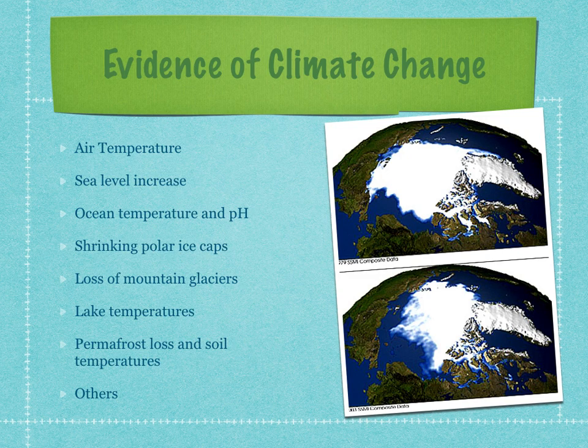However, there are some indicators of climate change that are much better, that are much easier to see. These include sea level increase, ocean temperature and pH, shrinking polar ice caps, loss of mountain glaciers, lake temperatures, permafrost loss, soil temperature increases, among others. And so, you know, there's a picture of the polar ice caps. Let's go through these.